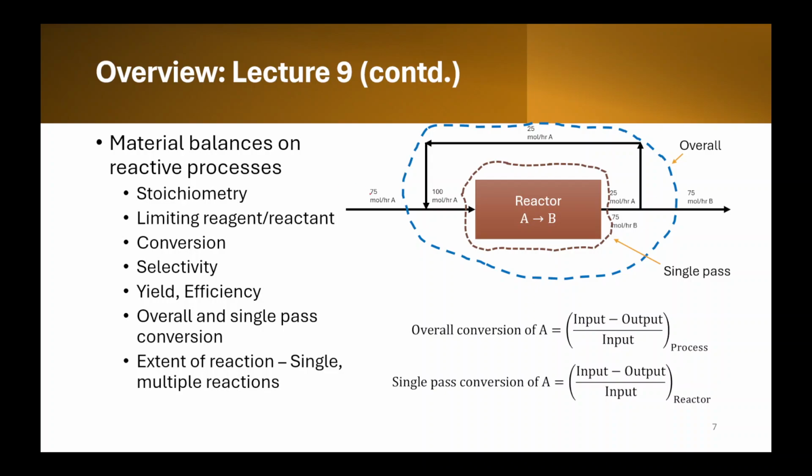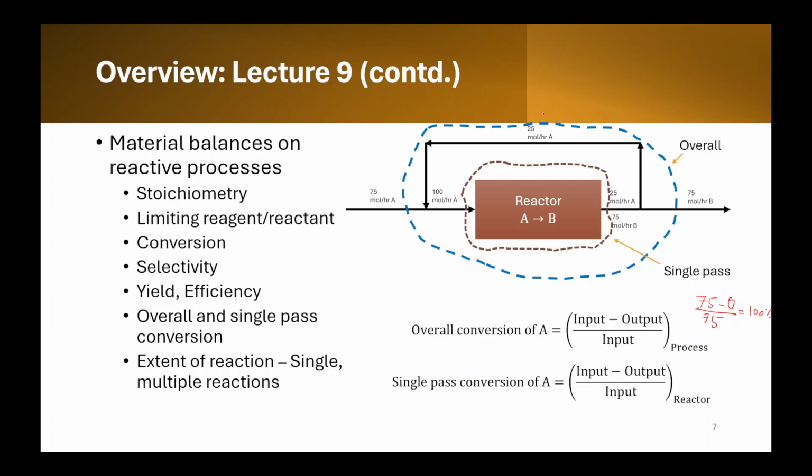So 75 moles per hour of A is coming in. What is coming out for A? There is nothing of A here, so 0. And coming in is again 75. So we get 100% overall conversion of A.